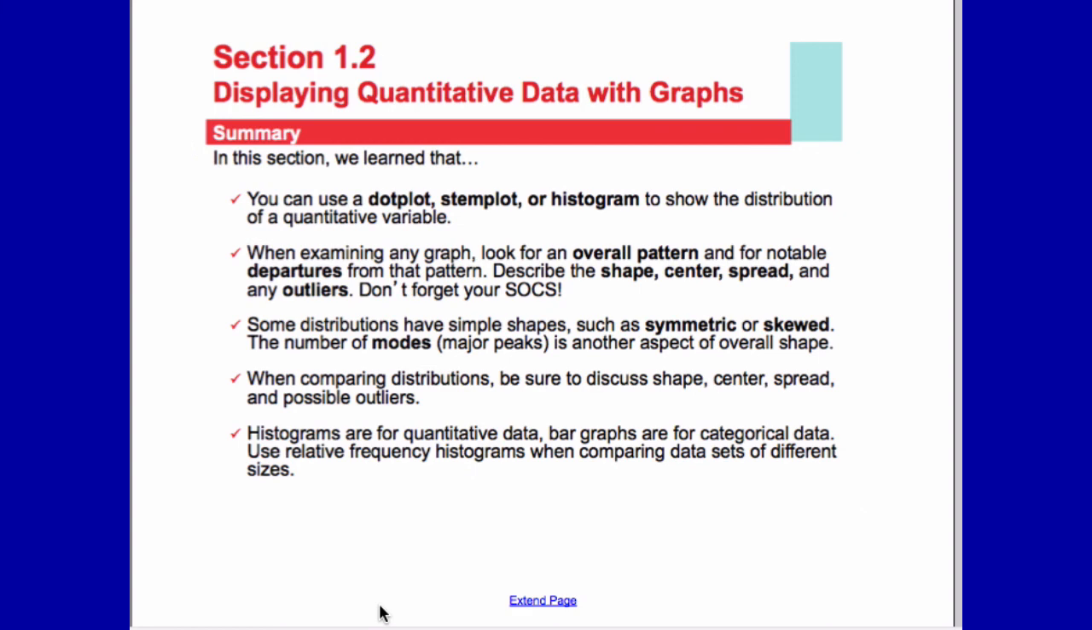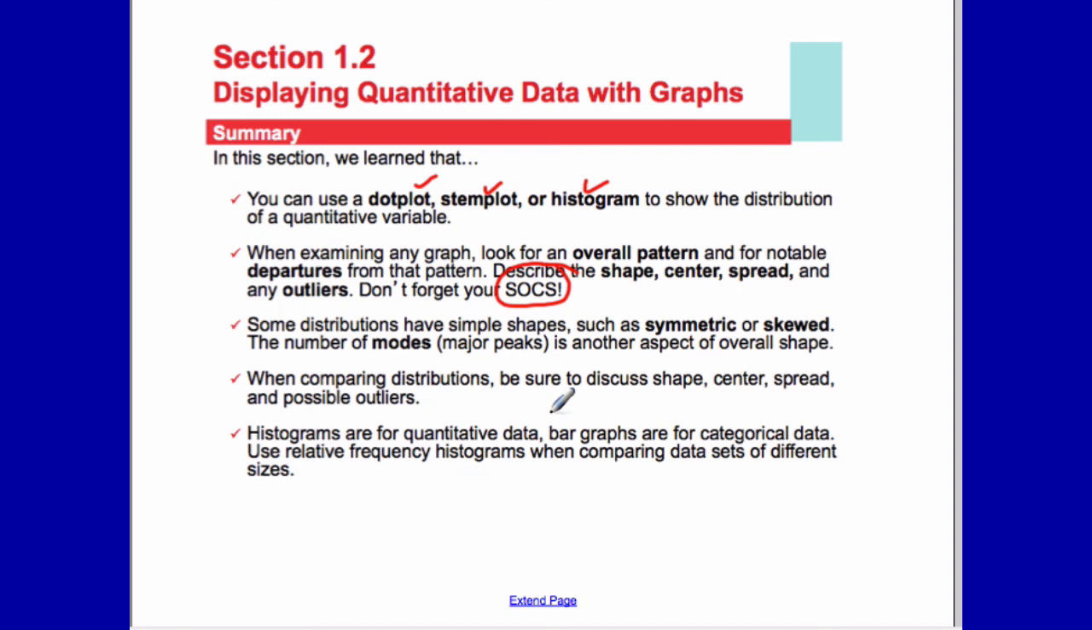Summary. In this section, we learned a couple of things. One, the use of a dot plot, a stem plot, and a histogram and what their differences were. We learned about talking about overall patterns and making sure we emphasize SOCs. That is something I'll be emphasizing all year: shape, center, spread, and describing any outliers. Talk about symmetric versus skewed, skewed right versus skewed left, and any modes. If we have multi-modes like 2 or 3 major peaks, then we talk about those.